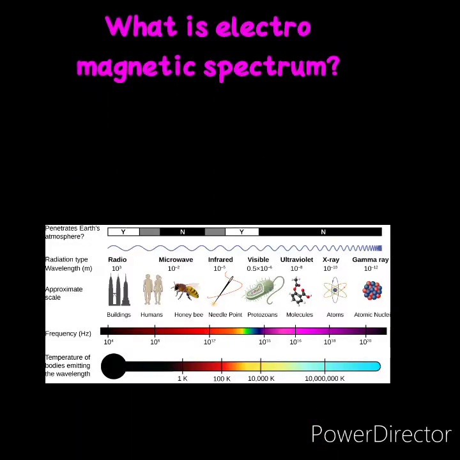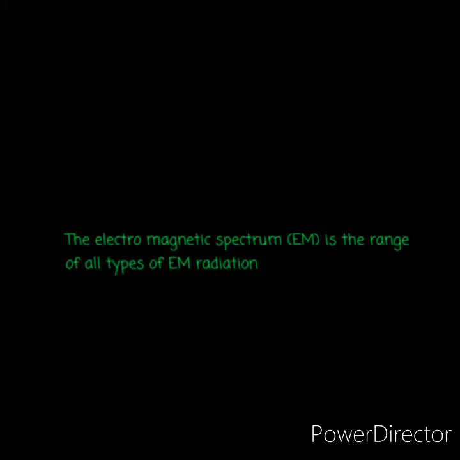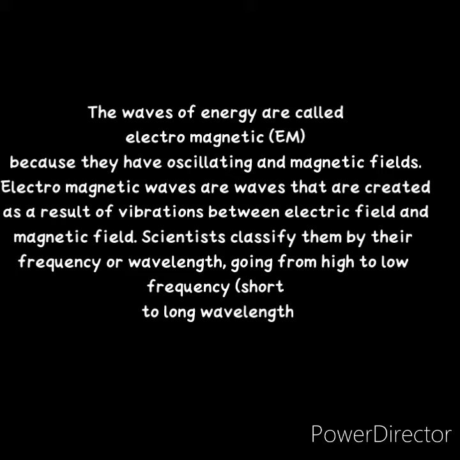Let us first define what the electromagnetic spectrum is. The electromagnetic spectrum is the range of all types of electromagnetic radiation. The waves of energy are called electromagnetic because they have oscillating electric and magnetic fields. Electromagnetic waves are created as a result of vibrations between an electric field and a magnetic field. Scientists classify them by their frequency or wavelength, going from high to low frequency or short to long wavelength.